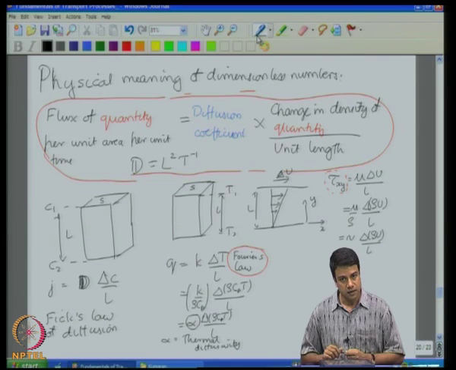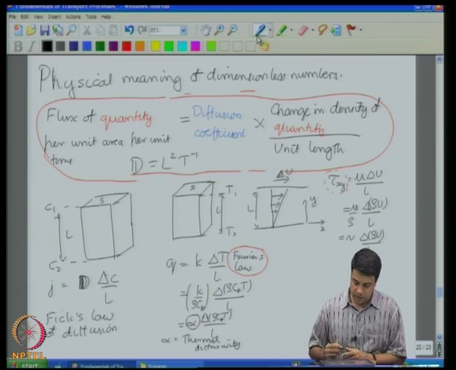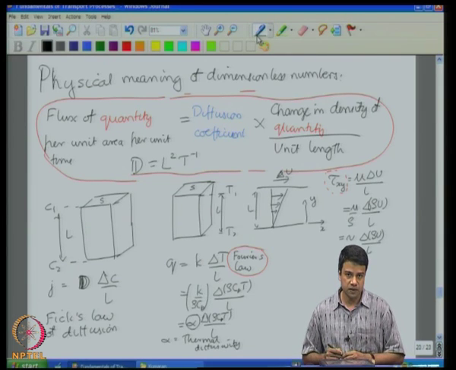Momentum is mass times the velocity. That means that the momentum density is the mass density times velocity. So, change in momentum density rho times u divided by L, and the coefficient that appears in front is mu by rho, which is the kinematic viscosity. So, therefore, these are the three diffusivities for mass, momentum and energy.